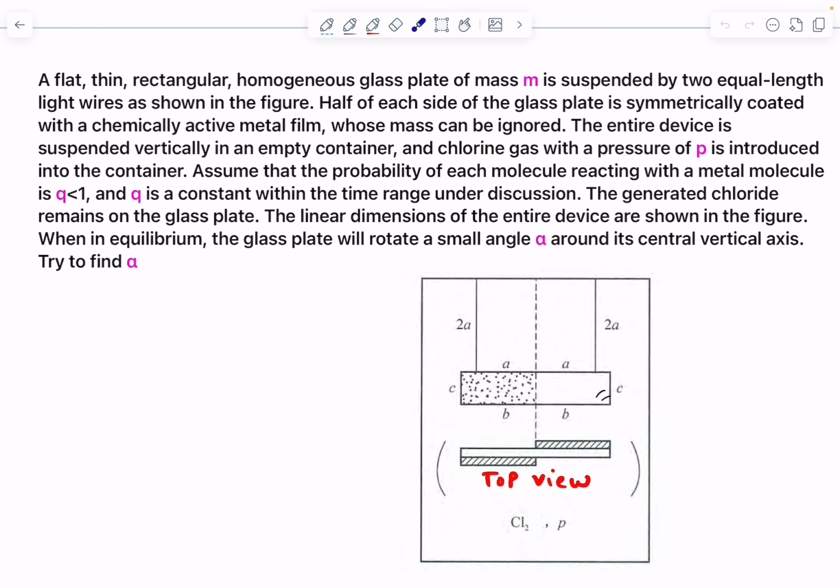So today's problem is mainly based on a little bit of kinetic theory of gases and mainly mechanics. Okay, so let's read the problem statement first. We have a flat, thin, rectangular, homogeneous glass plate whose mass is m. It is suspended by two equal length light wires as shown in the figure.